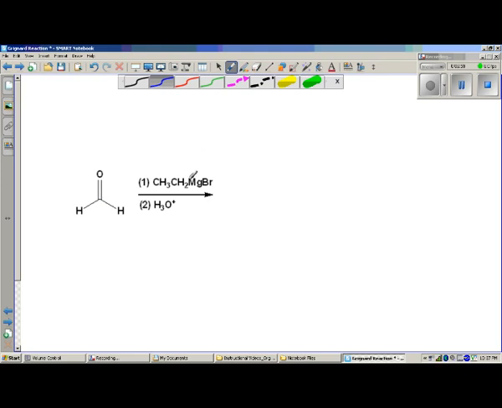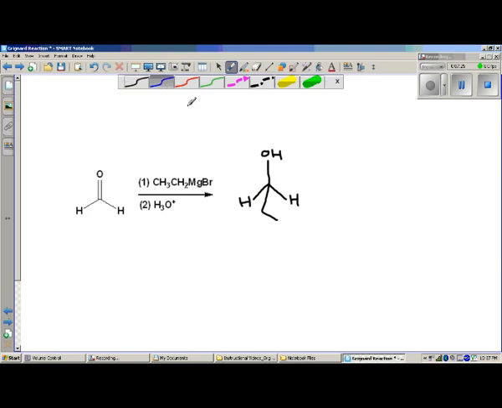So, exactly the same mechanism. Our CH3CH2- comes in, attacks the carbonyl, kicks electrons up onto the oxygen. The alkoxide that we form protonates. And once again, we can draw out our product. So I'm going to keep the 2 hydrogens here, just so you can see exactly what we're forming. We formed an alcohol here, and we've added on those 2 carbons here.